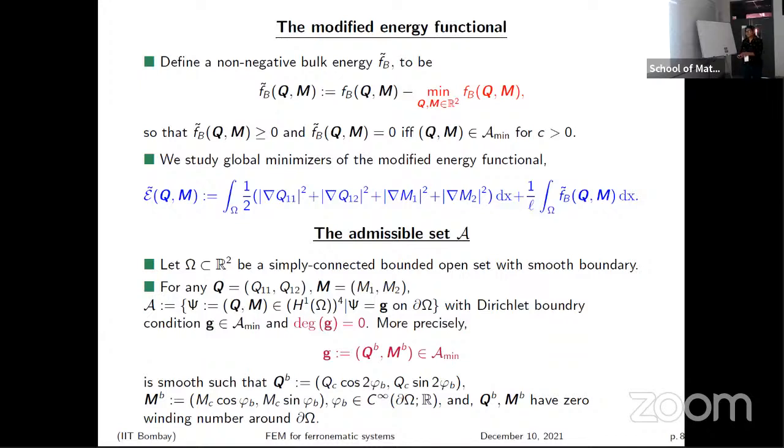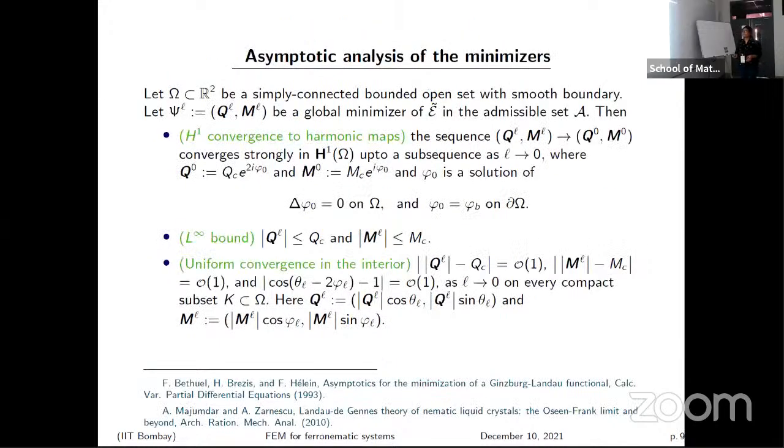So next, the admissible state. The admissible state consists of all H1(Omega) functions which satisfy the given Dirichlet boundary conditions. So these Dirichlet boundary conditions are chosen from this energy minimizing state of the bulk energy potential, and we also assume that the degree is zero. So more precisely, g will have this particular form where Q_B and M_B are defined in this way, and phi_d is a given C-infinity function from the boundary of Omega to R, and Q_B and M_B have zero winding number around the boundary of Omega.